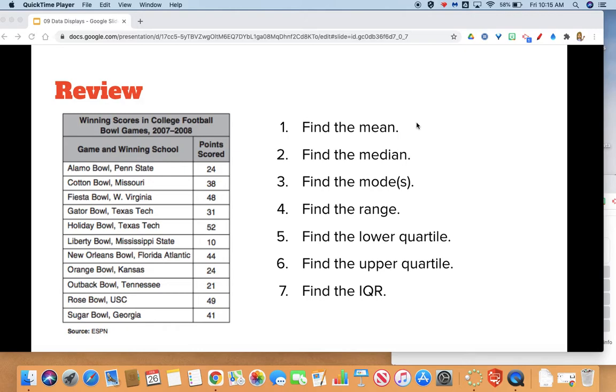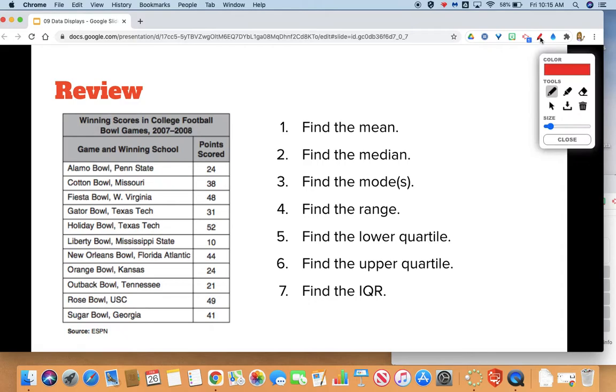Let's start looking at the mean for this set of data. This is winning scores in college football bowl games from 2007 to 2008. Usually I want to start by ordering my data, although it doesn't necessarily need to be ordered for my mean. That will come in handy as I move forward and have to look at my other landmarks. So I'm going to get started with my smallest number, which I see here is 10. So go ahead and start ordering this data for me in your notebook as I order it here.